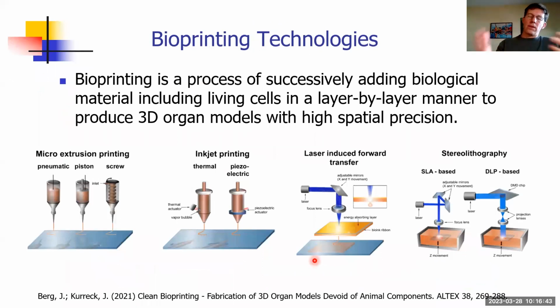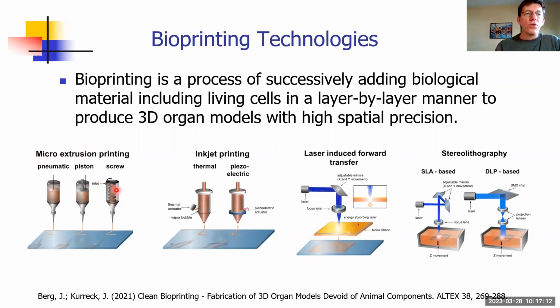Okay. Then the second important part is the bioprinting technology. And while we have several dozens of technologies out there for conventional additive manufacturing, there are 4 major technologies for bioprinting. The most commonly used technology is the extrusion or microextrusion bioprinting. Then we have the inkjetting, laser-induced forward transfer, and stereolithography.